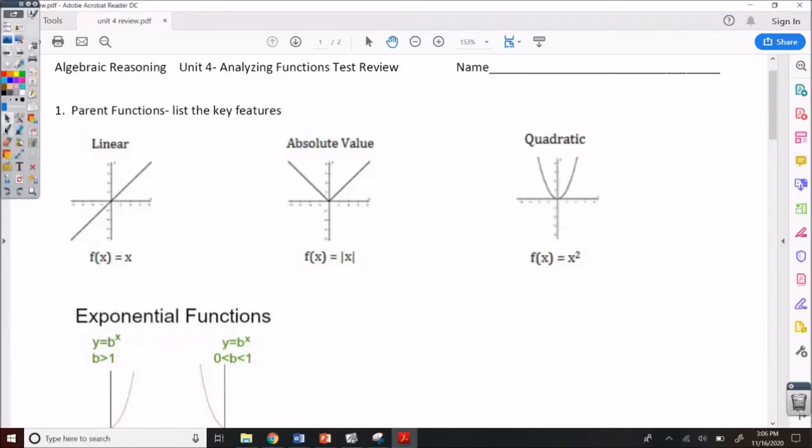All right, we are going to work on this Algebraic Reasoning Unit 4 test review. So number 1 says these are the parent functions, and we're going to list the key features. So a linear function, I'm going to add arrows on the end of this, is a line, f of x equals x, or y equals x. That's my parent function without any transformations. It goes through the origin, so it has x and y intercepts at 0, 0.